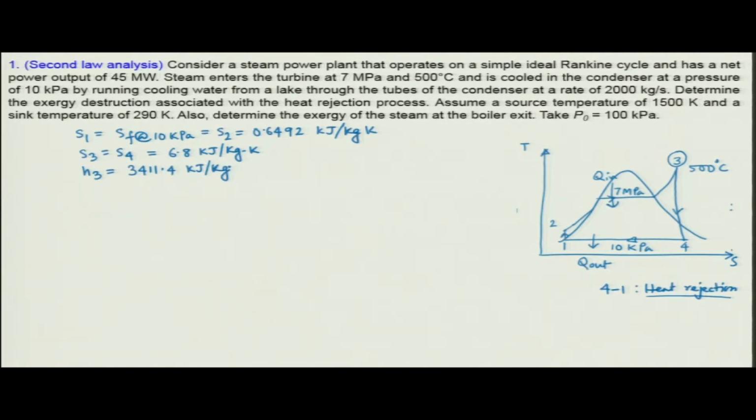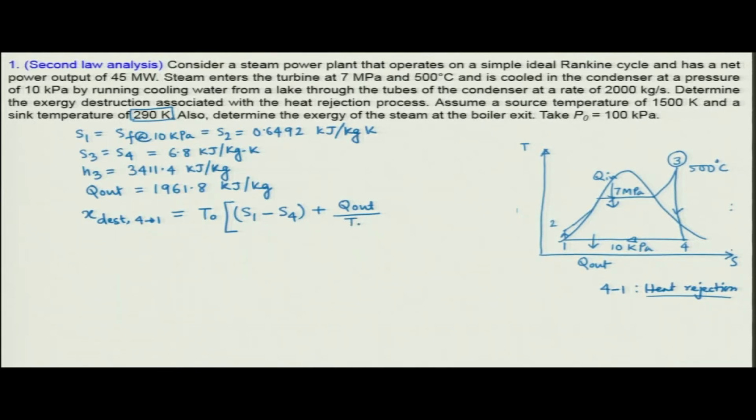In the previous tutorial we already calculated the heat rejection Q out, and this Q out we calculated as 1961.8 kilojoule per kg. Please refer to the previous solution and then you will get this. Now, we need to calculate the exergy destruction during process 4-2-1. So, that should be equal to T naught times S out, that is the final state, 1, minus the initial state, 4, and you have to add the heat rejection Q out during this process 4-2-1, divided by the temperature of the sink, that is given as 290 Kelvin in this problem. So, this is 290 Kelvin.